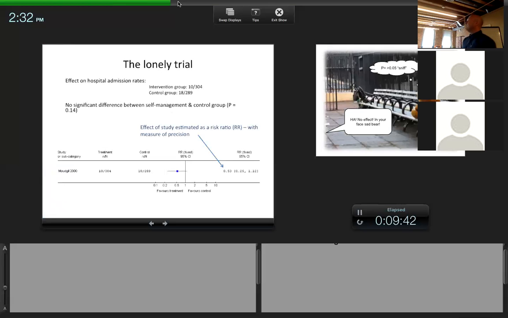So these are the data from Mudgil. Not a tiny study, right? I mean, almost 600 people in the study. Did it find a statistically significant result? No. Is the point estimate going in the right direction?